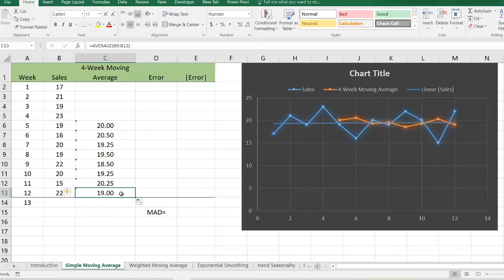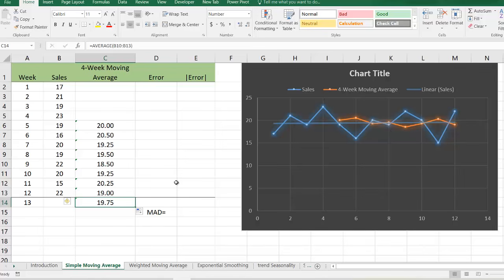And to make a forecast for the 13th week, we simply copy paste this formula on the next row. So our forecast for the 13th week is 19.75. And on the graph, we can now see the forecast of the 4-week moving average versus the actual time series. The gap between the forecast and the actual data is known as the forecast error.